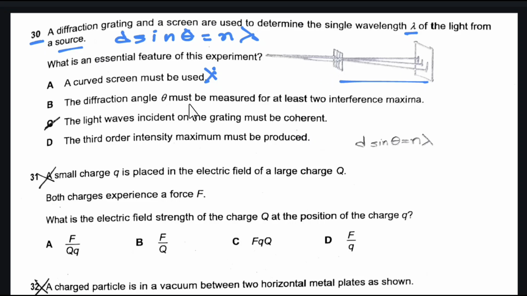The diffraction angle must be measured for at least 2 interference maxima. This statement is also wrong because we can measure the angle for 1 interference maximum and it will be okay. The light waves incident on the diffraction grating are coherent. This statement is obviously correct, because for waves to interfere with each other, they must be coherent, because coherent waves have a constant phase difference. So, due to this constant phase difference, they can form points of maxima and minima. Then, the third order intensity maxima must be produced. This is obviously wrong. So option C is correct.